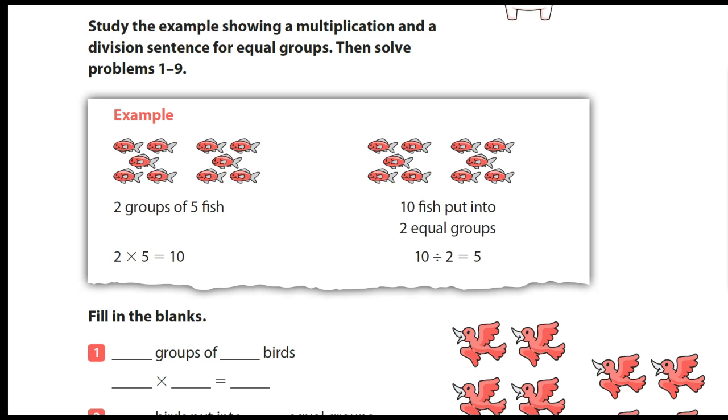I'm on page 41. Now let's study the example showing the multiplication and division symbols for equal groups. And then we need to answer problems 1 through 9.